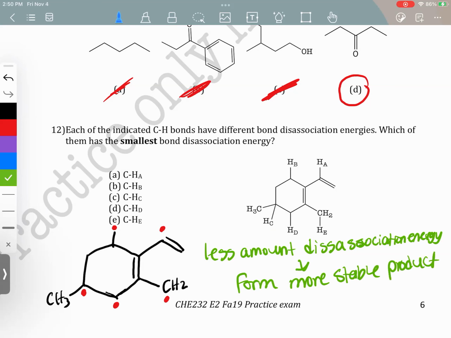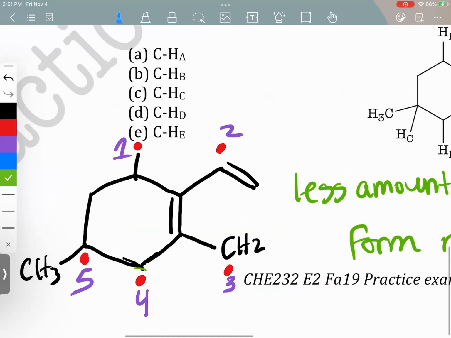So we have to look at which of these radicals we know is definitely stable. So let me number them. We have 1, 2, 3, 4, and 5. Which of these radicals do you know is definitely stable? B, D, C, and E. Wait, you said D? Yeah, you're right, D. Why is it D? So that's radical 4 over here.